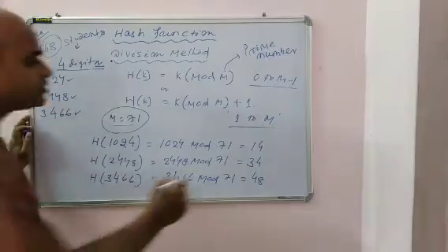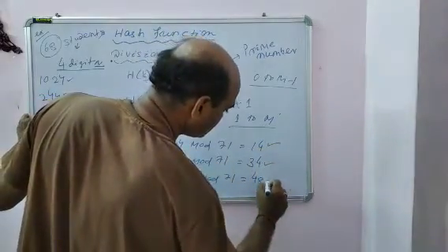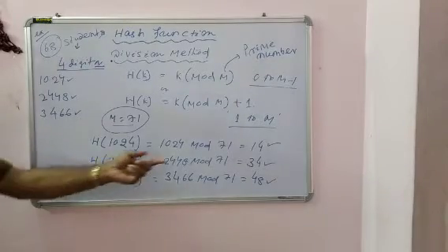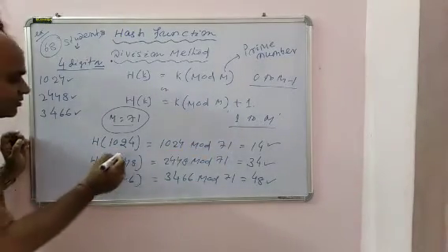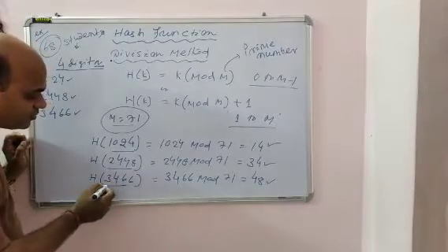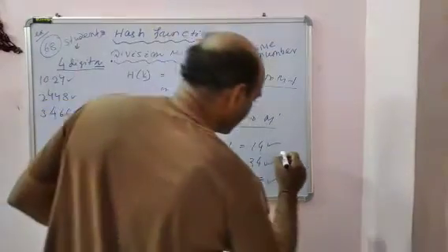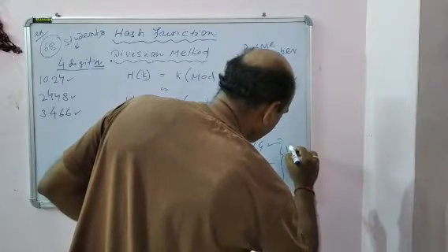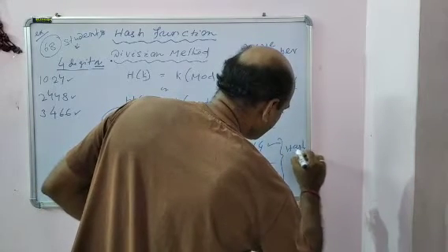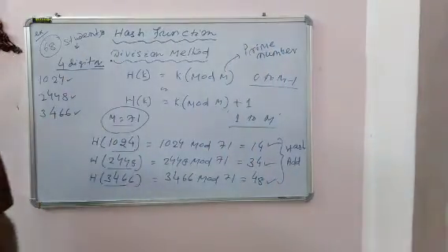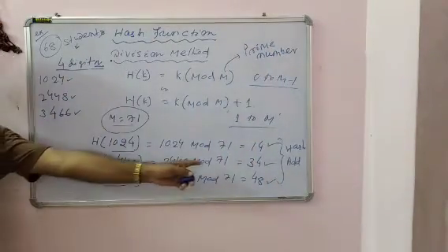So this is the address of the memory location. It is found by taking the key value and using the hash function. So here 14, 34, and 48 are the hash addresses.